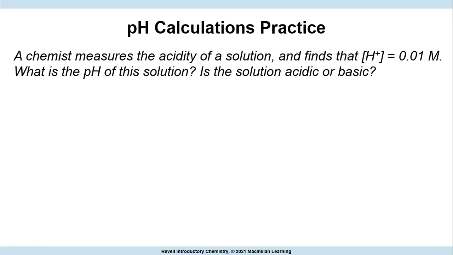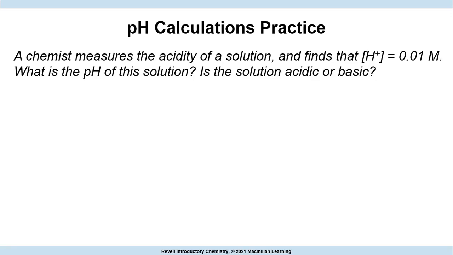Now let's look at an example. A chemist measures the acidity of a solution and finds that the hydrogen ion concentration is equal to 0.01 molar. What is the pH of this solution? Next question: is the solution acidic or basic?